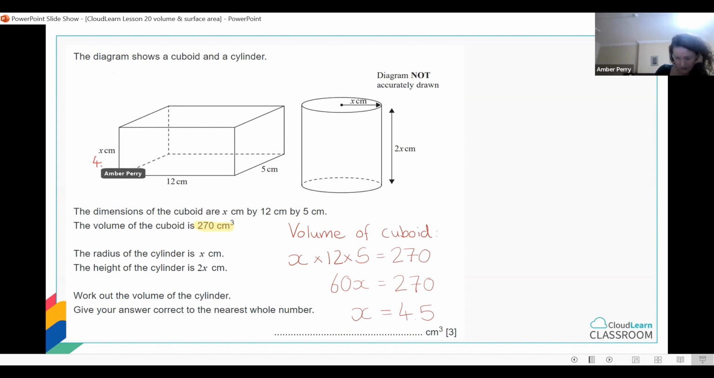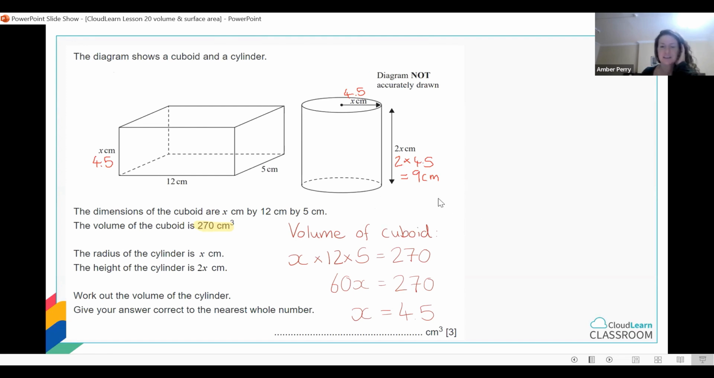But the more important thing is actually writing it in here. 4.5 here and 2x here. So 2 times 4.5 there. That's actually going to be equal to 9 centimeters. And now that we have that information, we can find the volume of that cylinder.